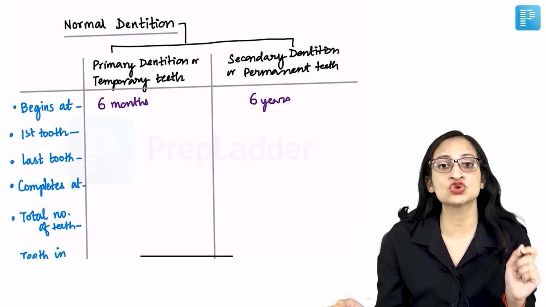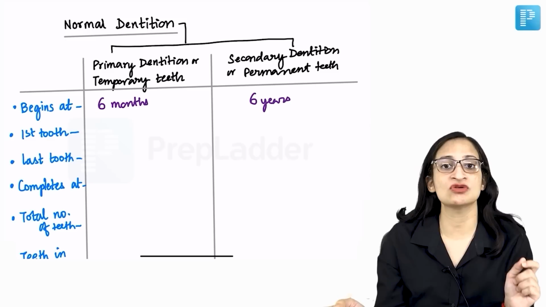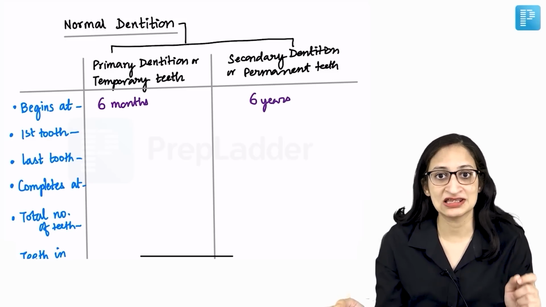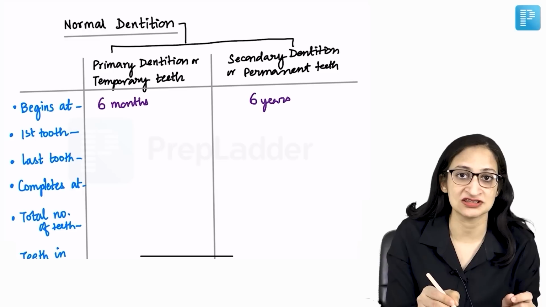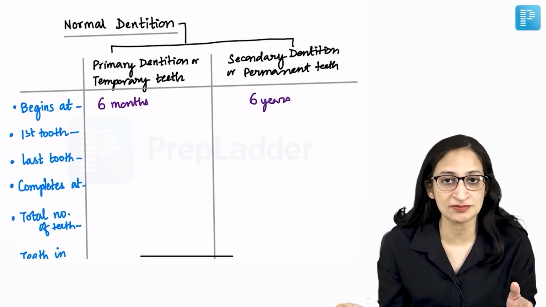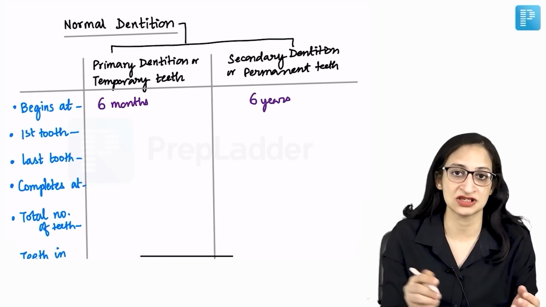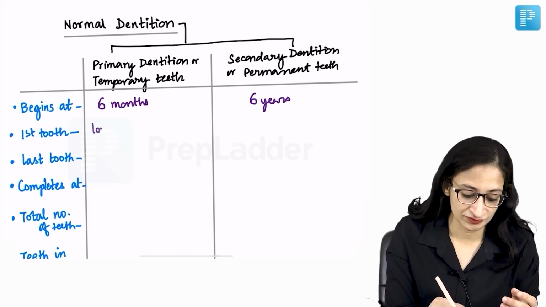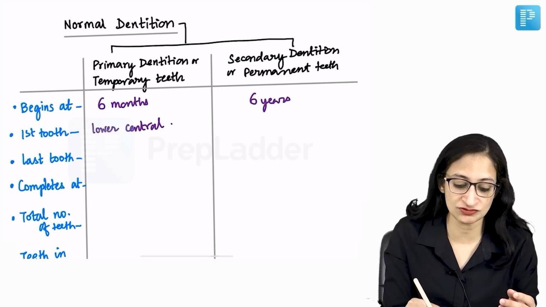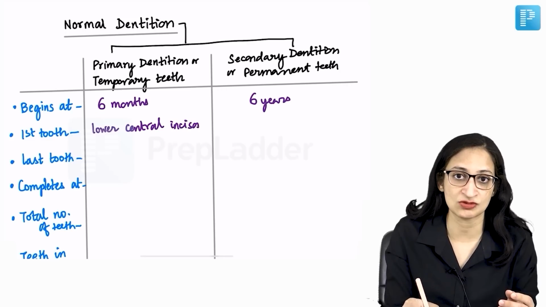The first tooth to erupt in a baby, so mind my words very carefully, the first tooth to erupt in a child is the lower central incisor. Or if the question is the first milk tooth to erupt in a child, then also the answer remains the lower central incisor, which is usually the first one. Each of these are very important one-liner questions.